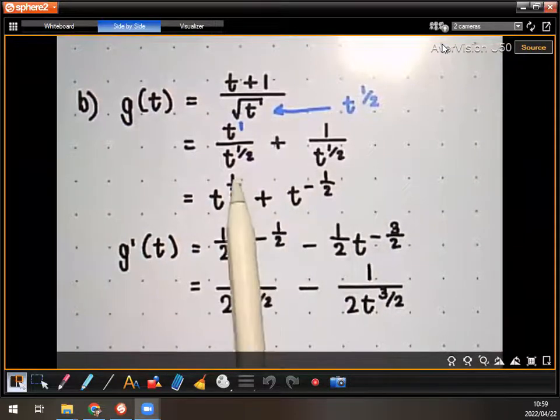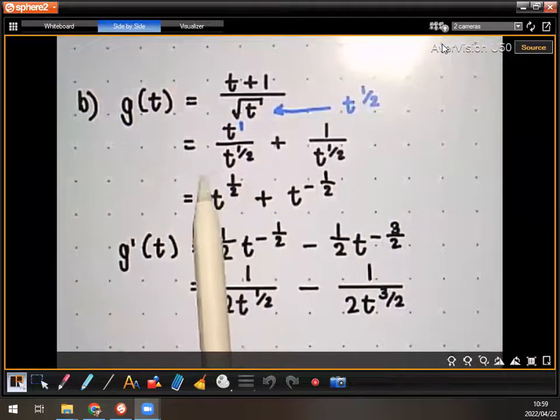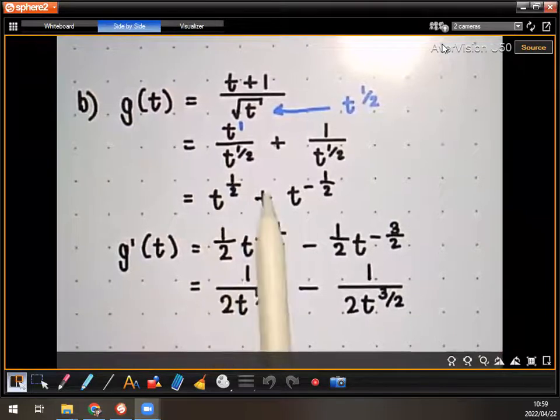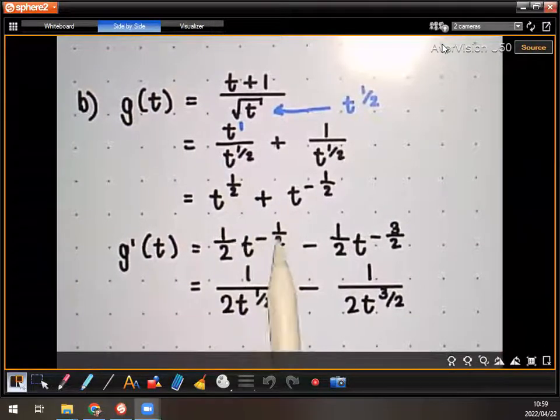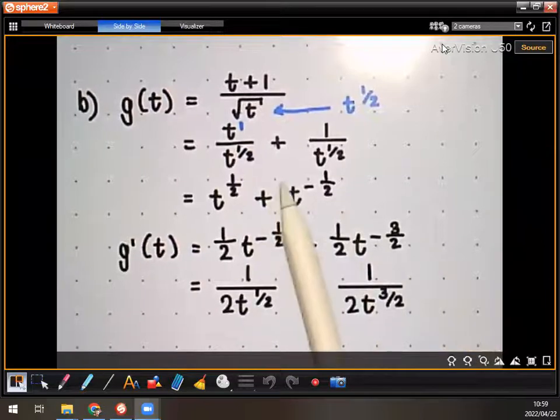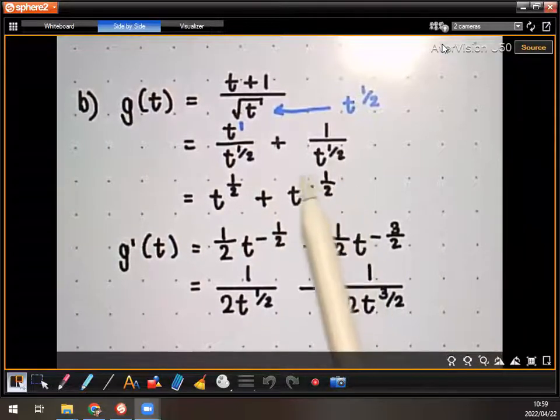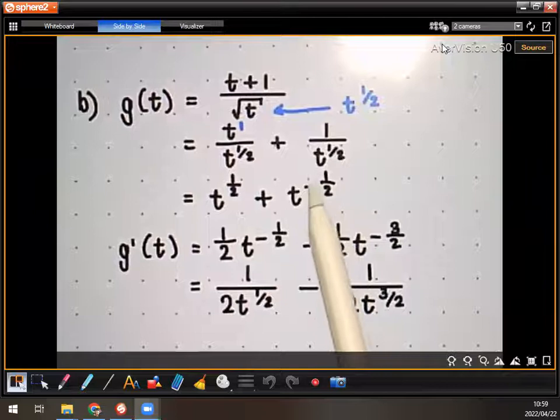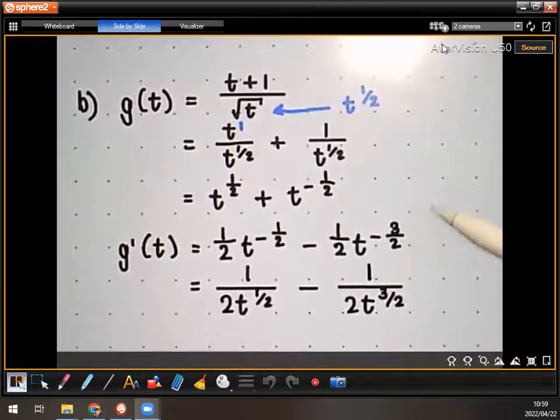Then from there, you have to find the derivative. So you have to take the exponent to the front, a half t, and then you need to do a half minus 1, which is negative a half. For this one, you're going to take this exponent to the front, so negative a half t. And now negative a half minus 1, guys, is negative 3 over 2. Okay, so that becomes the new exponent.